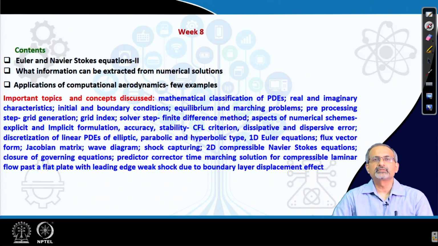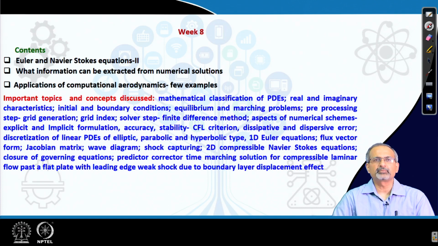Two categories of problems were discussed, namely equilibrium and marching problems. And then we discussed the pre-processing step in detail through grid generation, and we introduced the concept of grid indices. Then in the solver step, we discussed the finite difference method, and aspects of numerical schemes like explicit and implicit formulation, accuracy, stability, where we discussed briefly the CFL criterion, and different kinds of errors like dissipative and dispersive error.